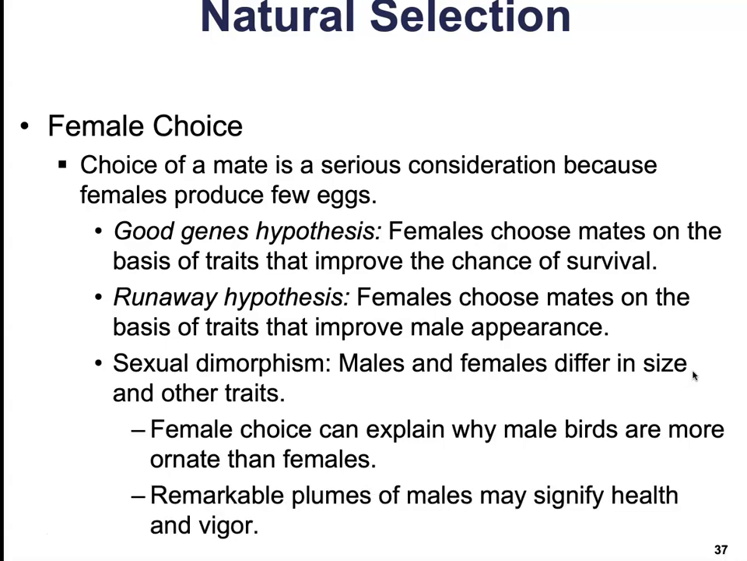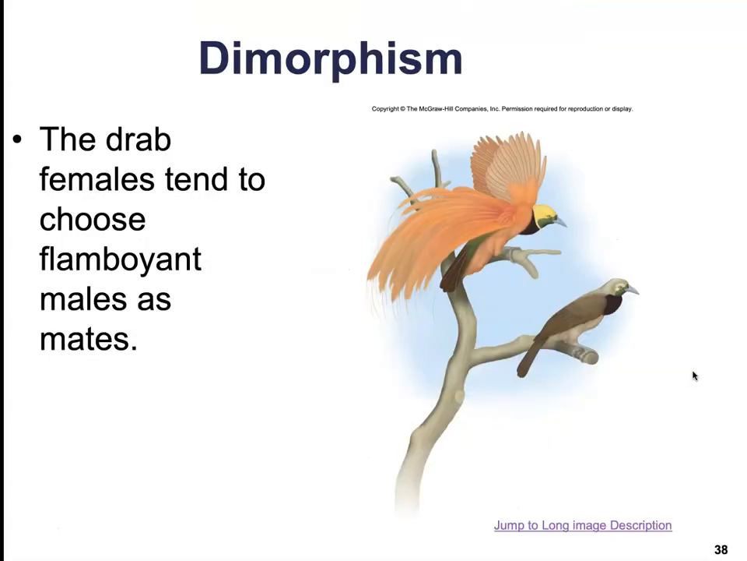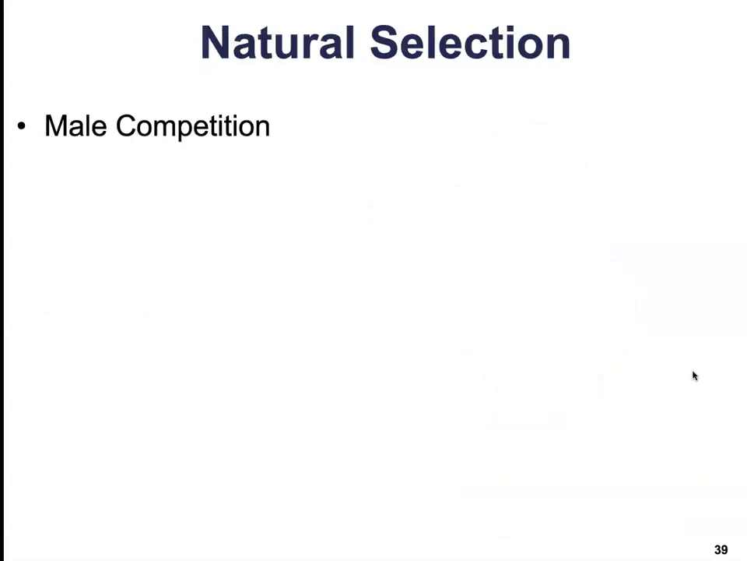Remarkable plumes of males may also signify health and vigor. Brighter colors might mean better access to a more diverse diet, or just an overall stronger, more nutrient-enriched diet as well. So dimorphism is where the drab females tend to choose flamboyant males as mates.